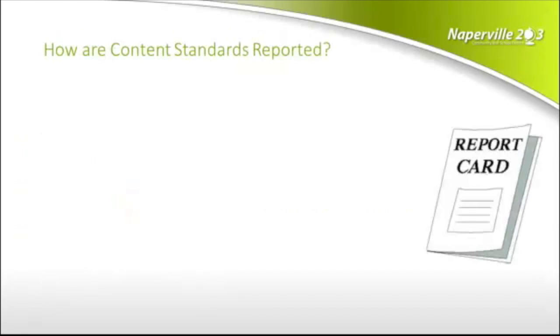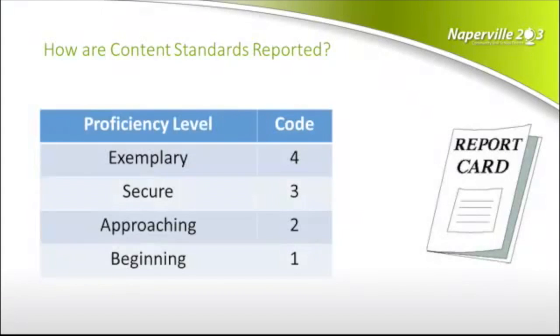Content standards are reported to communicate where the student is on the learning trajectory from initial learning to mastery, or possibly exemplary learning. Learning can occur at different times for students, and so the report card communicates learning progress at the time of reporting. The proficiency levels for content reporting standards are beginning, approaching, secure, and exemplary.